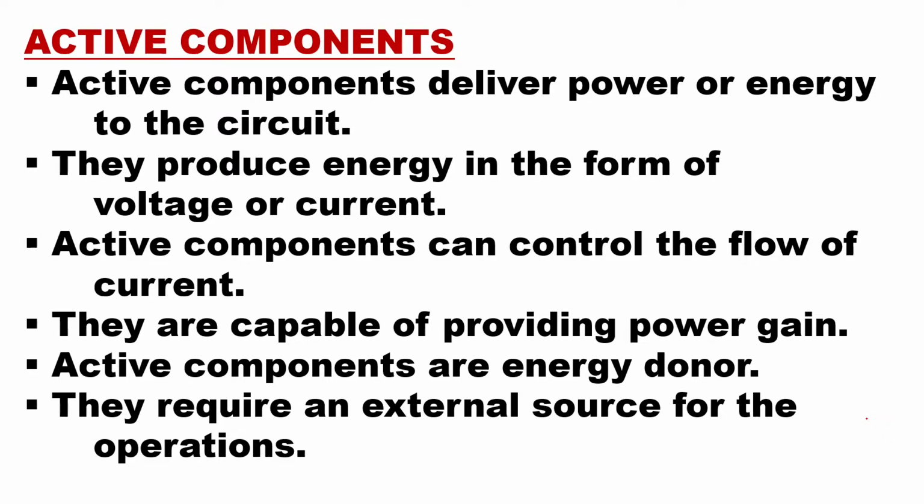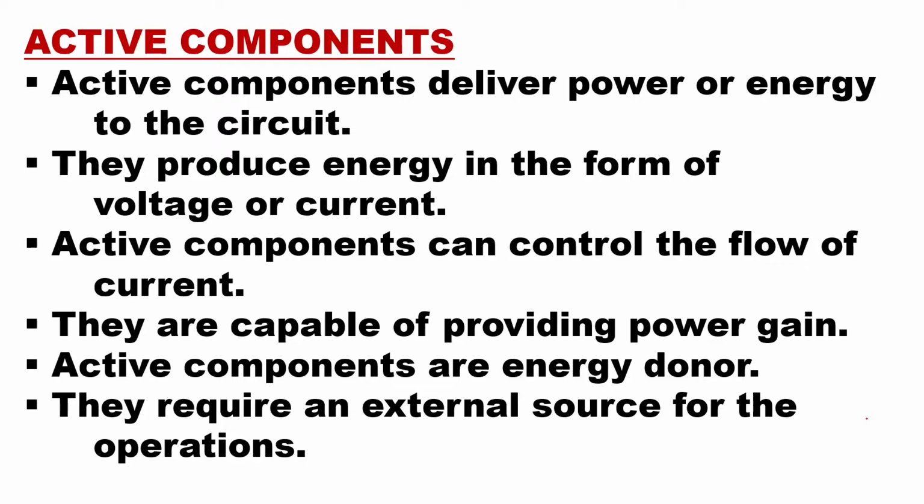Obviously, when they are able to produce or generate, they can also control. Number 4, they are capable of providing power gain. Obviously, because if they are able to give voltage or energy, it is giving you the power, because power is nothing but voltage into current. So that power gain also you can get. The next point says that active components are energy donors. Yes, they are giving energy. They are not dissipating or consuming energy. They are giving energy. And they require an external source for all these operations. So an external source is required for all these operations, but they are called active components because they give energy or power. They produce a voltage or current.